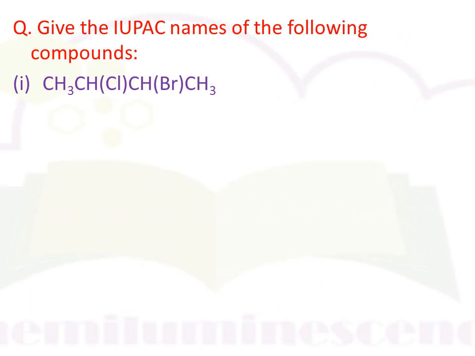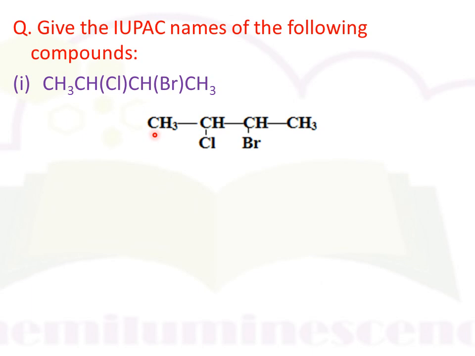This is the first example: CH3, CH, Cl, CH, Br, CH3. For writing the IUPAC name of this compound, first draw the open structure. So this one is the open structure. The rule for writing the IUPAC name is to select the longest hydrocarbon chain to which the halogen atom is directly bonded. Here only one chain is present, to which these two halogen atoms are bonded. Second, indicate the position of the halogen atom by the lowest locant, or lowest number.